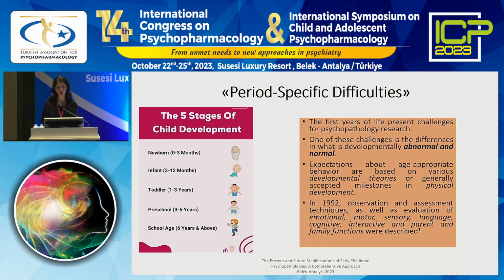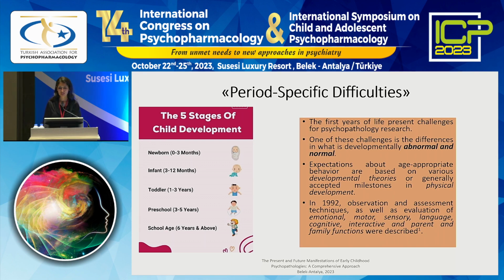First, as a part of the topic, period-specific difficulties. What are they? You can see on the left side, 0 to 6 years of age. It's actually quite a short period of time, but so many radical changes and some developmental leaps occurring. These are the very first years of life, and it actually presents some difficulties in terms of psychopathologies, in understanding what is normal and what is abnormal.